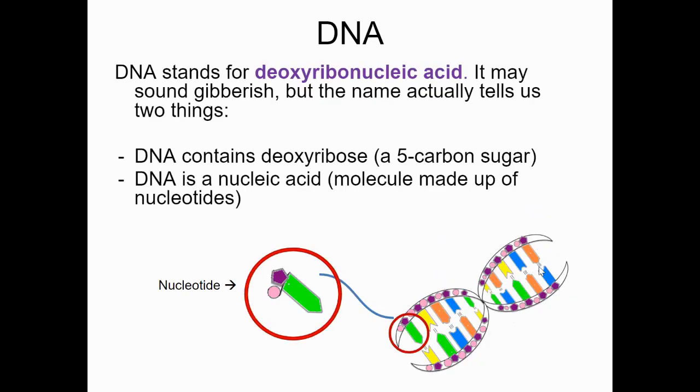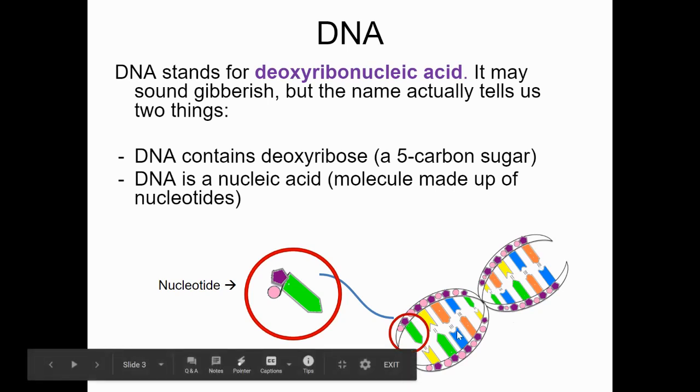Now, DNA actually stands for a really long name, and it's called deoxyribonucleic acid, but it actually can tell us two things from that very long name. One being that DNA contains a 5-carbon sugar called deoxyribose, and it's also found in the nucleic acid category of our macromolecules, which means it is made up of what's known as nucleotides, right? Remember, a nucleotide is a monomer or a building block of a nucleic acid. You can kind of see that in our DNA molecule here, right? The DNA as a whole is a nucleic acid, while the parts that make it up are known as its nucleotides.